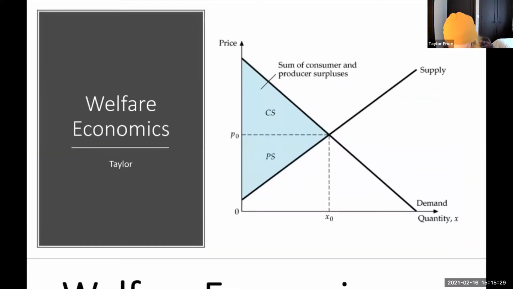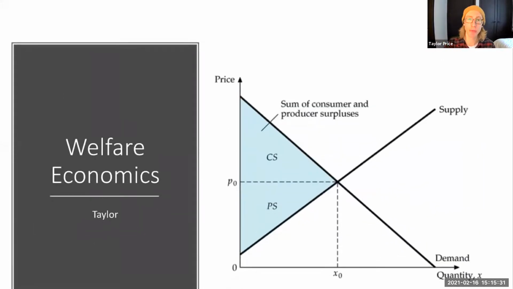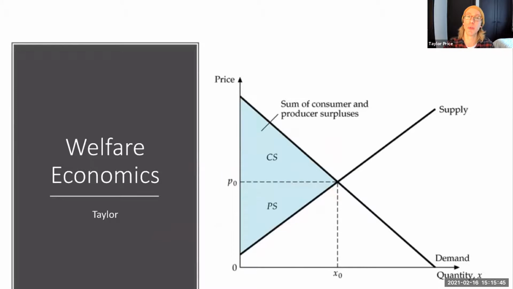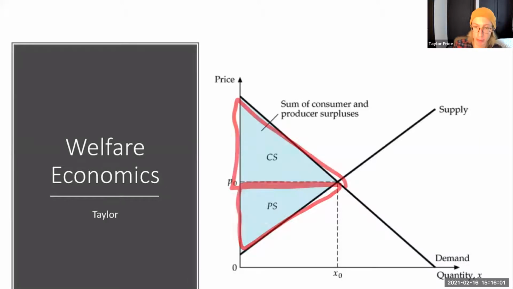Chapter 7 is very easy. So for chapter 7, all we're really talking about is welfare economics. The easiest thing to think about with welfare economics is just the consumer surplus and the producer surplus. So basically, we're just trying to understand the benefit that consumers get for consuming a good and the benefit that producers get for producing a good. So the producer benefit is down here, consumer benefit is up here.